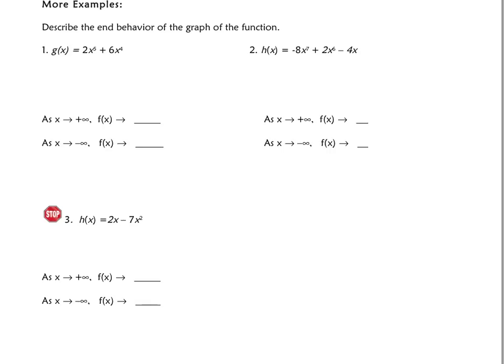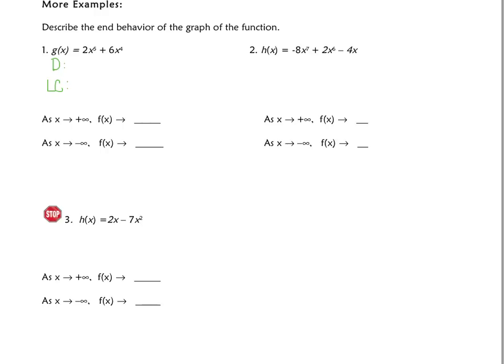Okay, last few examples here. Instead of being given a graph, you're going to be given an equation, and you're still going to have to describe the end behavior of the function. So let's do the first one. g of x equals 2x to the fifth plus 6x to the fourth. It's very important that you have it in standard form, and then you want to write down the degree and the leading coefficient. Now, I'm not saying the actual values of those.